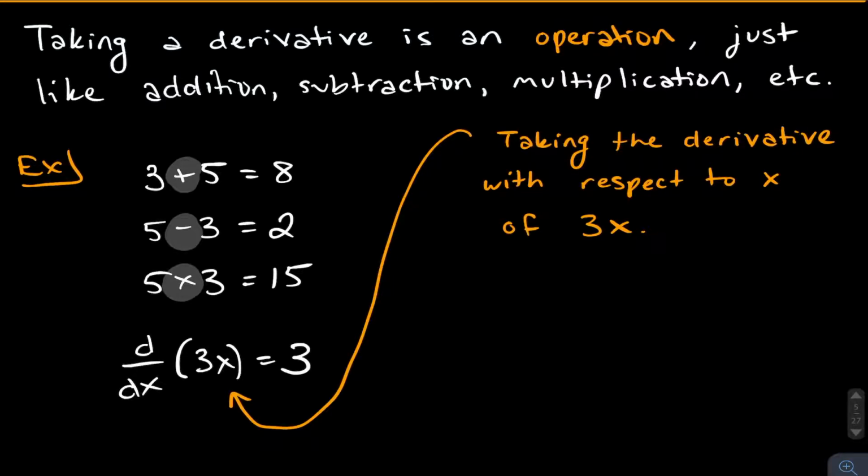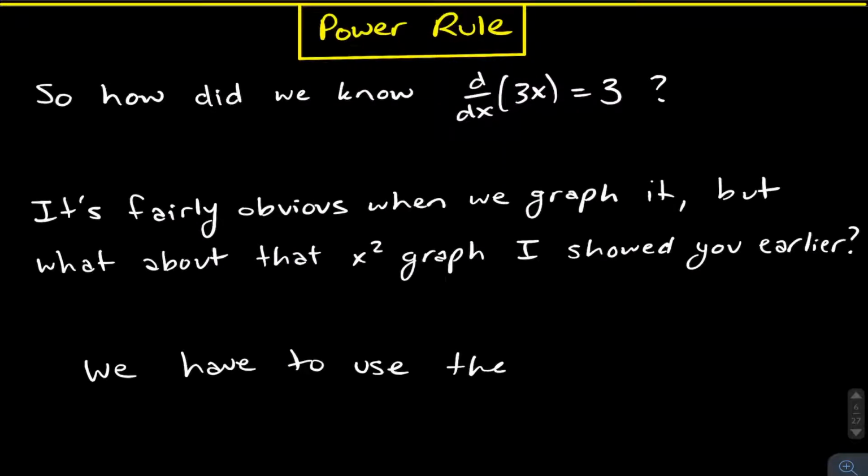Okay? If it was d over dt, right? If we had a t here and we had a 3t, then you'd be taking a derivative with respect to t of 3t. All right? So that's the idea here. Okay? So now let's get into our first rule for how to take a derivative.